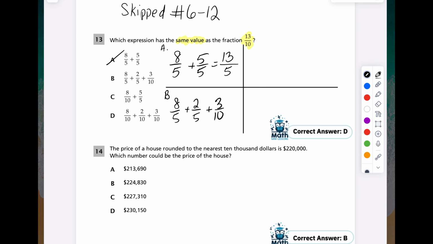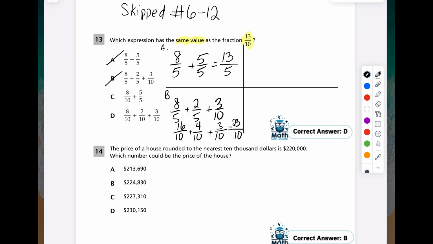Now, the silly part is in this one, they're all now different denominators. I have 5s and 10s, so I have to make them all the same. And the way I can get 8 over 5, well, I know 5 times 2 is 10, so 8 times 2 is 16. And I'm going to do the same thing with the second one. 5 times 2 is 10, so 2 times 2 is 4. And it's probably going to come up in another problem to make an equivalent fraction. Now I can add them. 16 plus 4 is 20, plus 3 is 23, and that's too many for me.